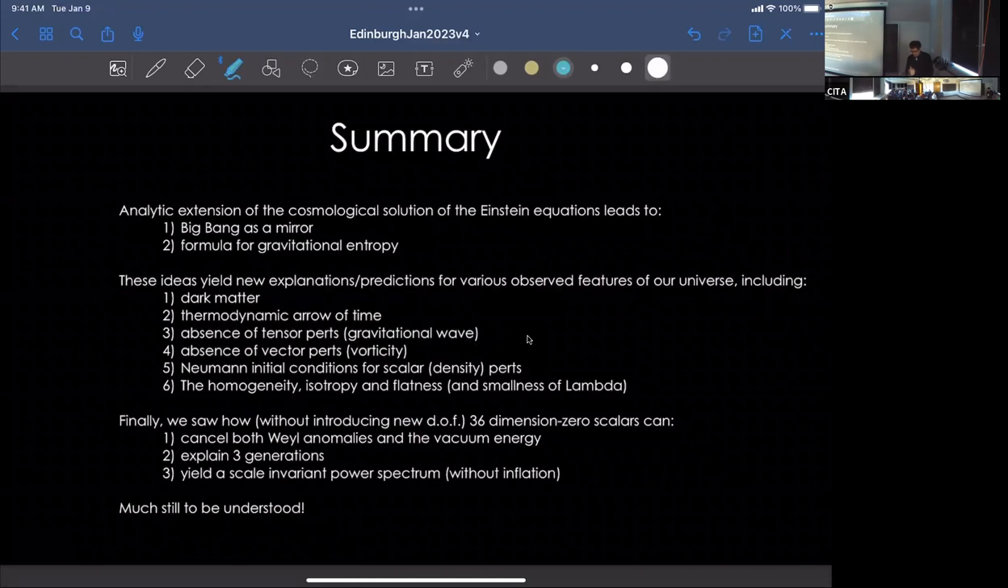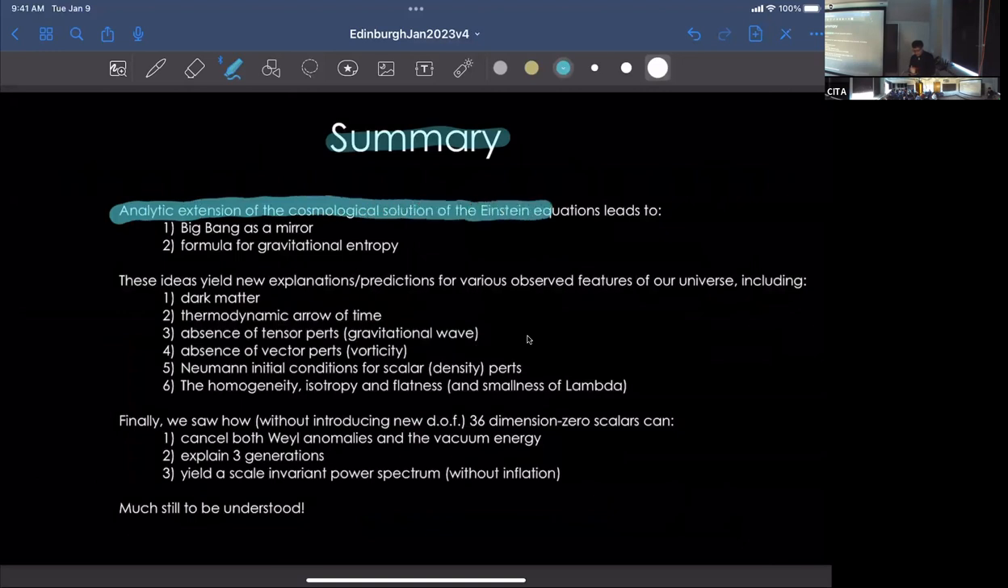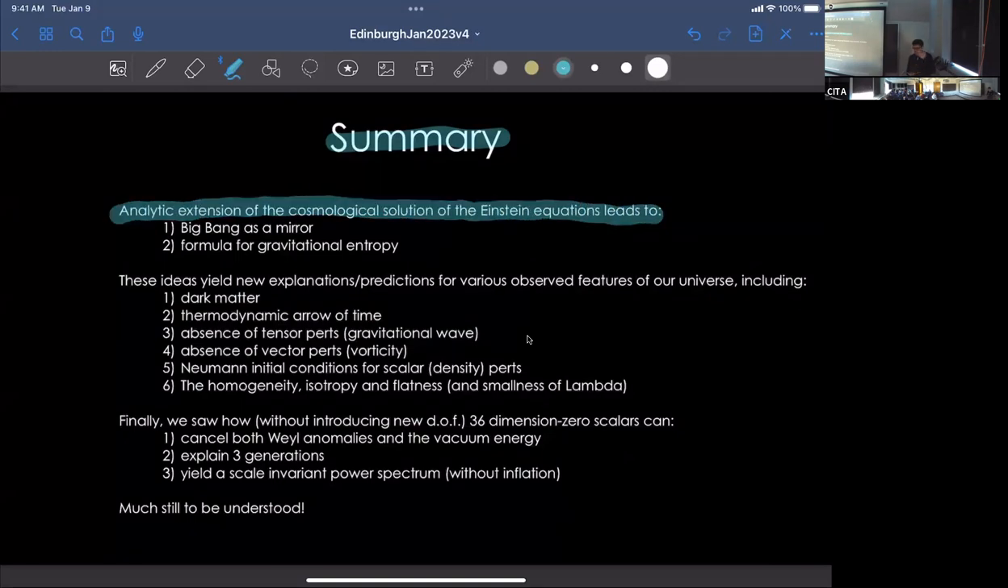So here's my summary. I've tried to tell you about a picture that we're excited about, where we really take seriously the analytic extensions of the cosmological solutions of the Einstein equations and the standard model. When we analytically extend along the real time direction, we are led to a picture where the Big Bang is a kind of mirror. And when we analytically extend along the imaginary time direction, we're led to a new formula for the gravitational entropy.